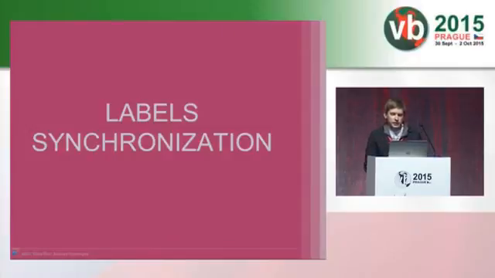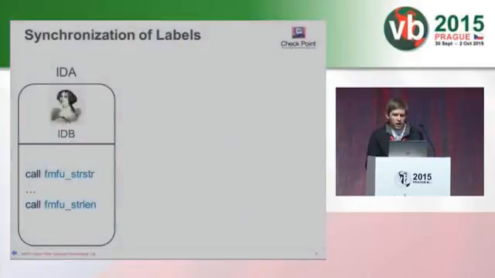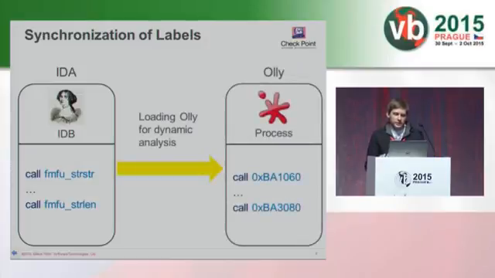Now let's take a look at the label synchronization feature. For example, we've opened some executable in IDA and produced meaningful names for all the functions. They are all saved in the IDB. And now we start a debugger and have no information here. So we just have dummy function addresses instead of names. And of course, it makes the debugging process an unpleasant experience. It's like debugging without symbols, basically.